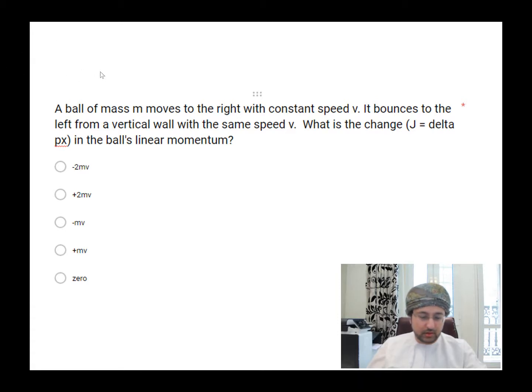Alright, what is the change? Well, you have your final momentum, which is going in that direction, and your initial momentum is going in that direction. But then you have a minus sign in between, so at some point you're going to have maybe minus minus, depending on whether you decided that going to the right was positive or negative. I'll leave it to you to figure out.